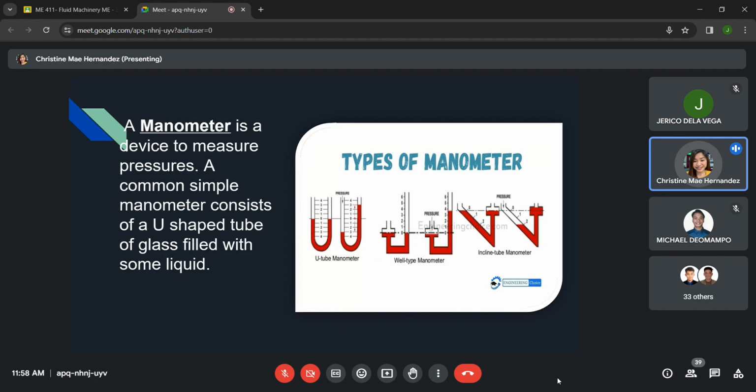Okay, next one, manometer. It is a device to measure pressure. A common simple manometer consists of a U-shaped tube of glass filled with some liquid. Typically, the liquid inside the manometer is mercury because of its high density.